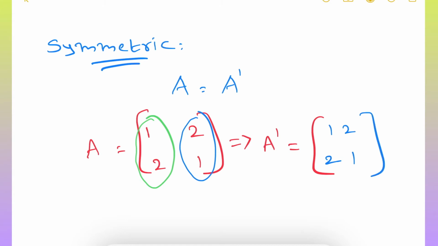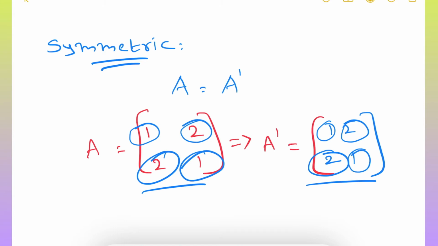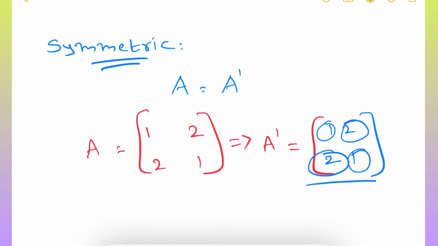Okay, now let us observe the original matrix and the matrix we got after transposition. Both the matrices are exactly equal to each other. Here A11 is 1, here also 1. Here it is 2, here also 2. Here 2, here also 2. Here 1, here also 1. So the corresponding elements of both matrices are equal to each other. Then this type of matrix is nothing but a symmetric matrix.